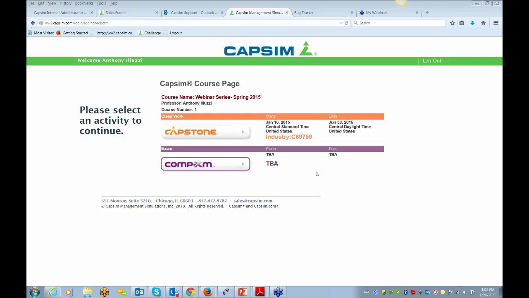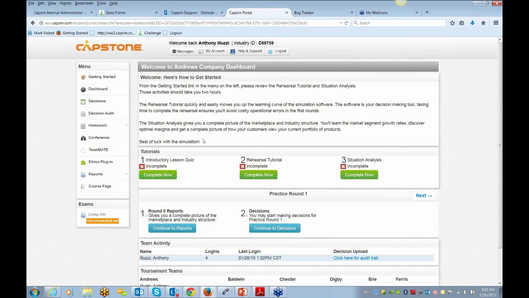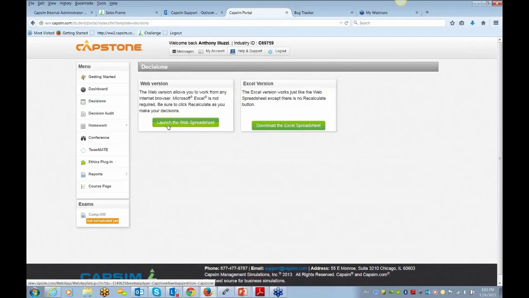So the first thing we're going to do is jump right into Capstone by clicking on the orange icon. Now we're going to go to the decision-making interface, and we're going to talk about marketing. So we're going to select Decisions, and then we're going to launch the web spreadsheet.